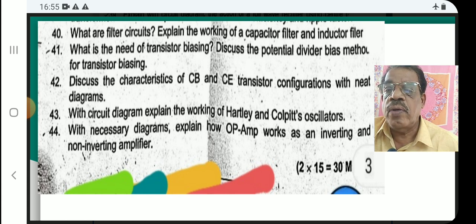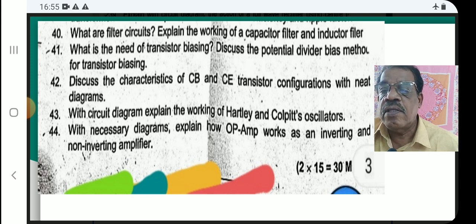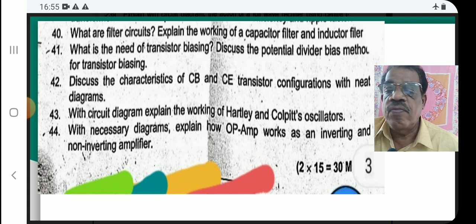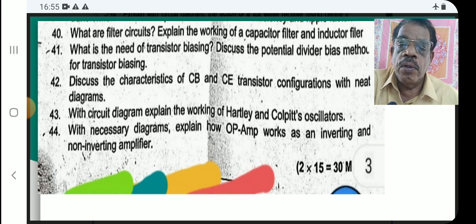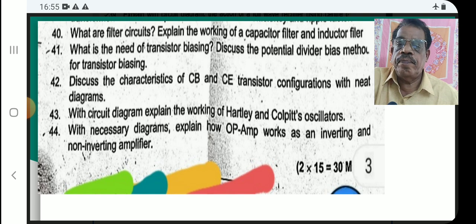Number 43. With the circuit diagram, explain the working of Hartley and Colpitts oscillators. Number 44. With the necessary diagram, explain the op-amp working as an inverting and non-inverting amplifier. Here, 2 into 15, 30 marks.